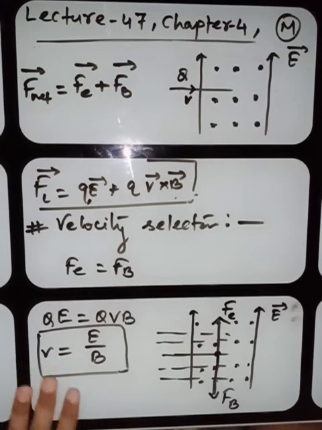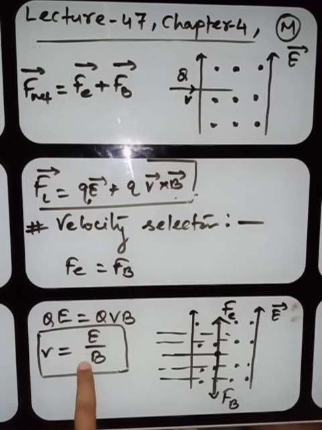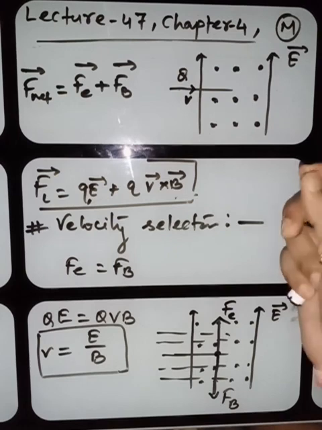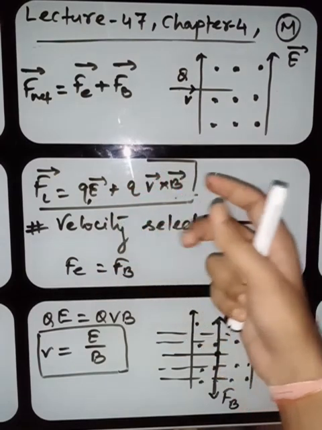All right, so you have to write finally after this point this line: by adjusting electric and magnetic field we can select out charged particles of speed v, of velocity v. And this is the particular application of the velocity selector, my dear students.